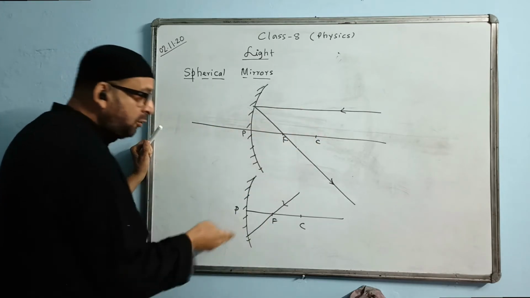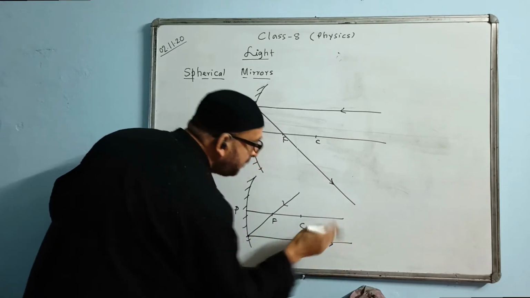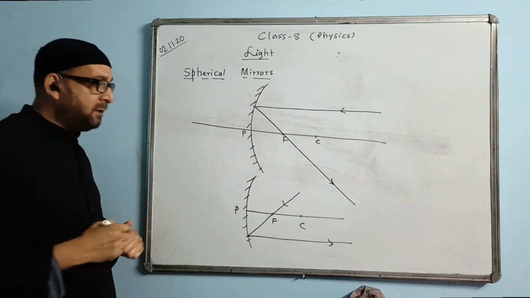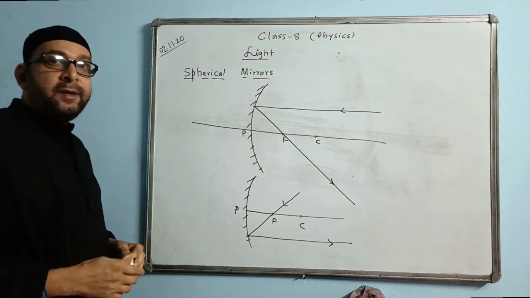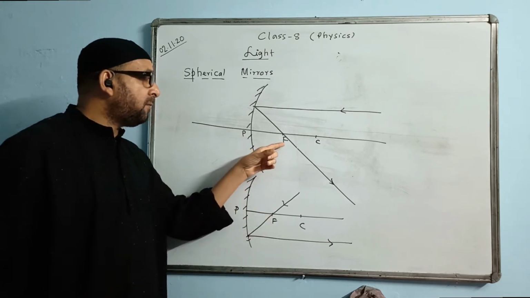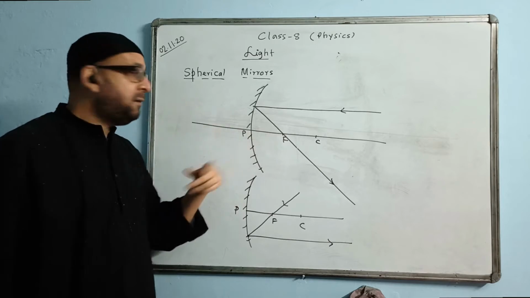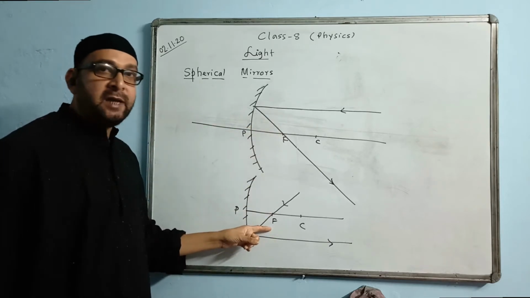Now the ray passing through F will become exactly parallel to the principal axis. The reverse is always true. So we can define the focus in two different ways. We can either follow this diagram or follow this diagram.